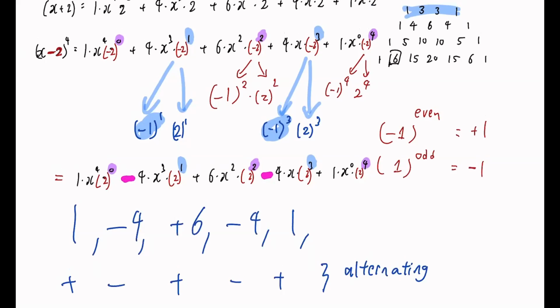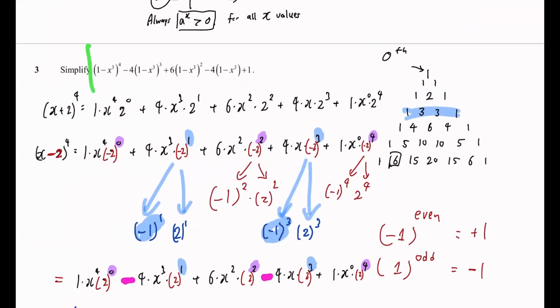Okay. So over here, you also notice the alternating pattern. Positive, negative, positive, negative, positive. And then you get 1, 4, 6, 4, 1. So you need to make a good guess. This is actually just A plus B power n. What do you think is your A? What's your B? What's your n? Notice there's something decreasing. Power 4, power 3, power 2, power 1. So that means the thing inside the bracket, 1 minus x cubed.